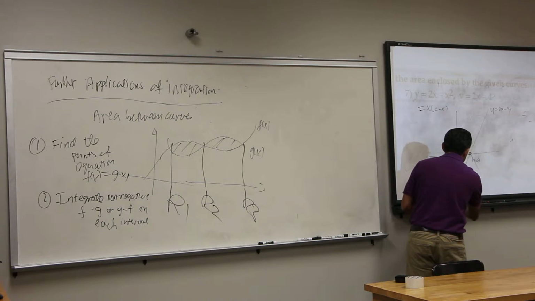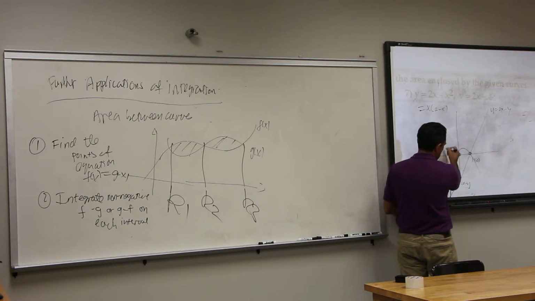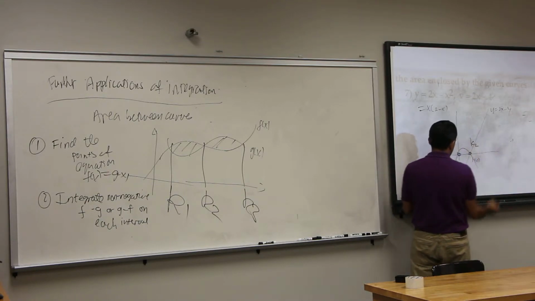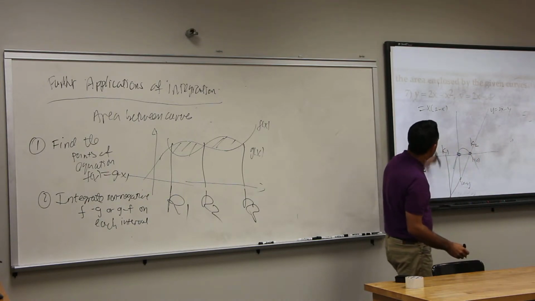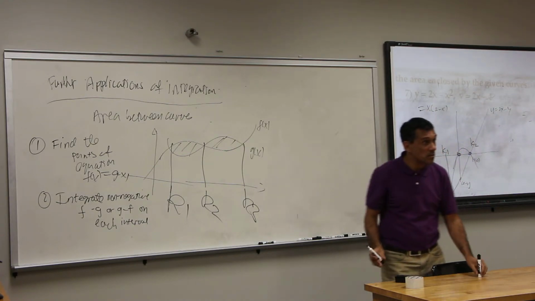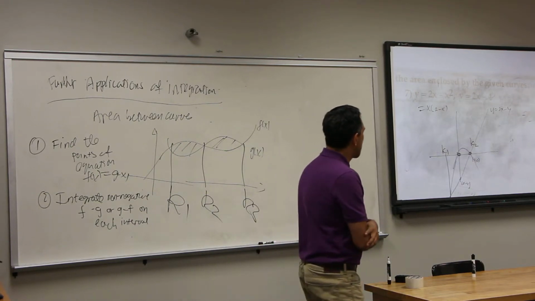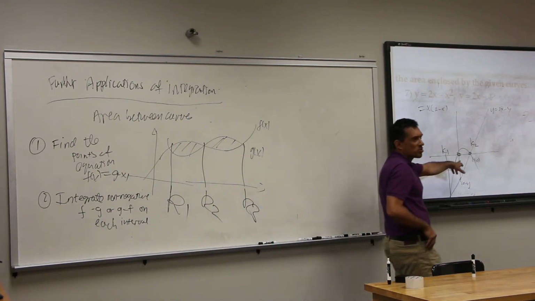Well, of course, you know there's going to be another intersection. So there's a knot here, k1, and there's a knot here, k2. Anybody know how to find these knots? You have to set this equal to this and solve it. Huh? What are the knots? Clearly this is a knot, 2 is a knot.